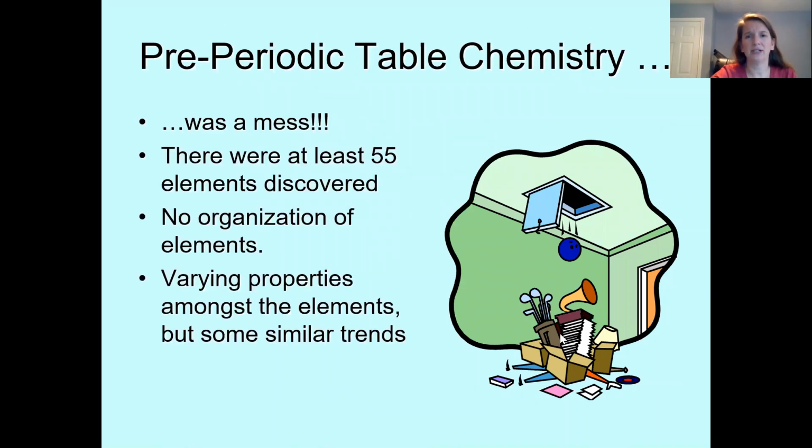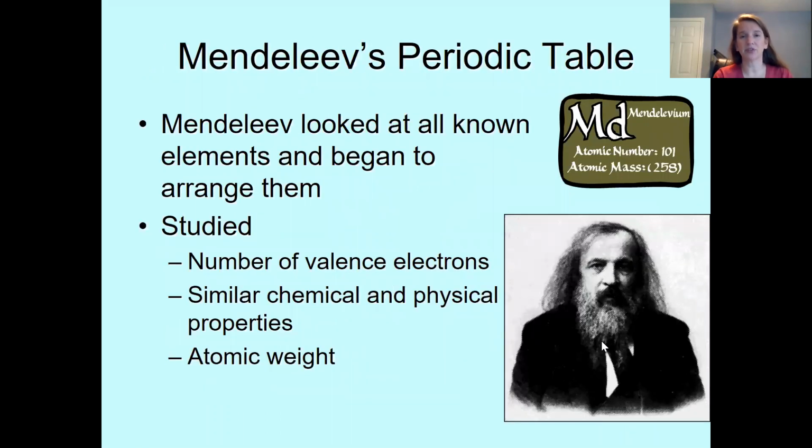Before the periodic table came around, everything was kind of a mess as far as the elements went. There was no organization whatsoever. It was very difficult to compare properties amongst the elements because there was no way to visualize how they were all related to each other. And then came Dmitry Mendeleev, and he was the first one to actually come up with a format for the periodic table.